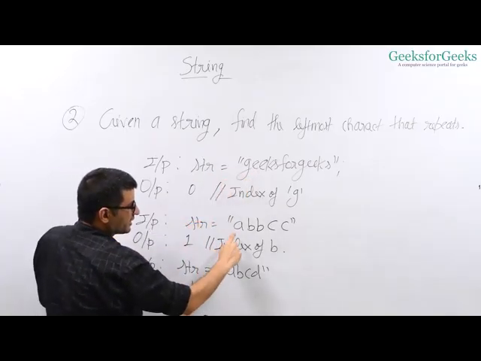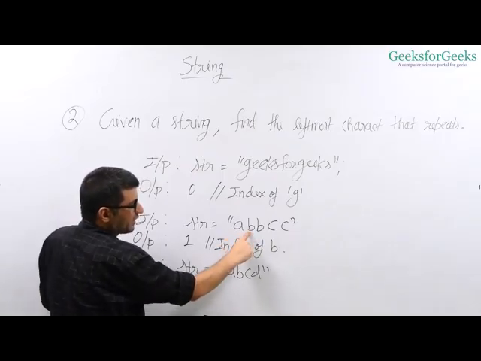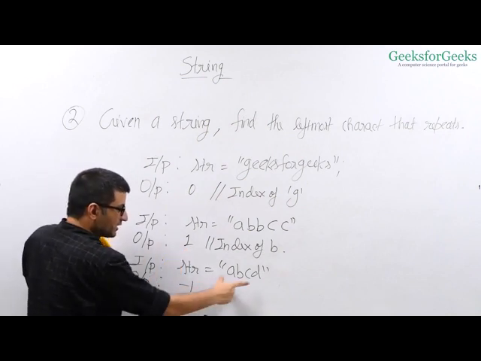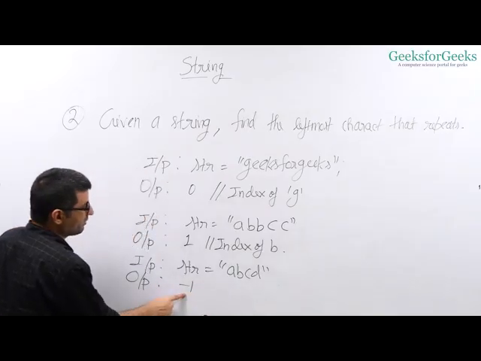If we take a look at this example, A does not repeat, B repeats, and index of leftmost occurrence is 1, so we get the output as 1. In this example, no character is repeating. So if no character is repeating, our output will be -1.